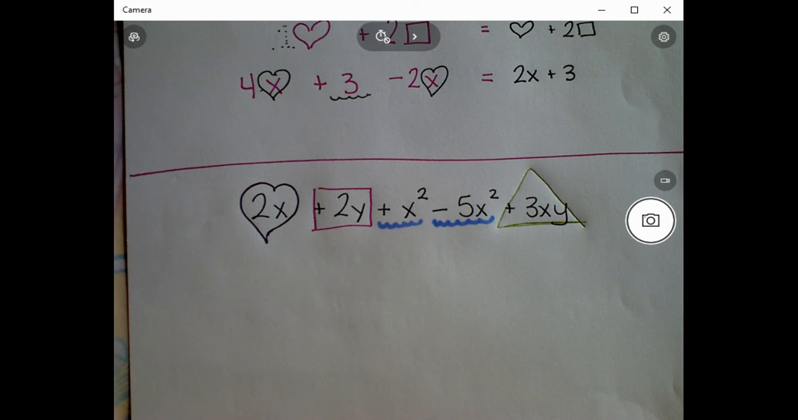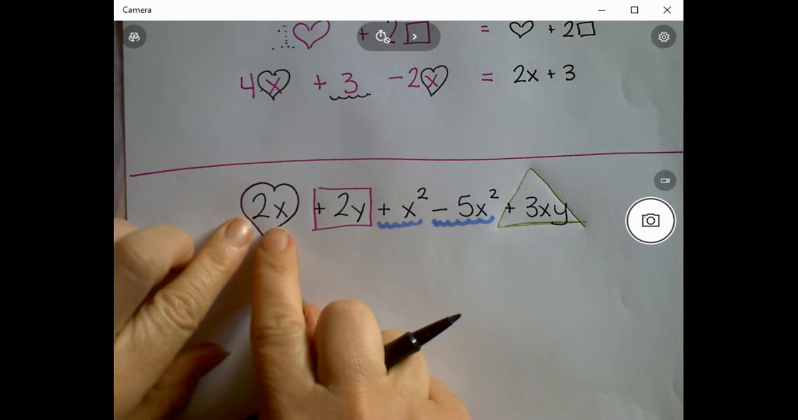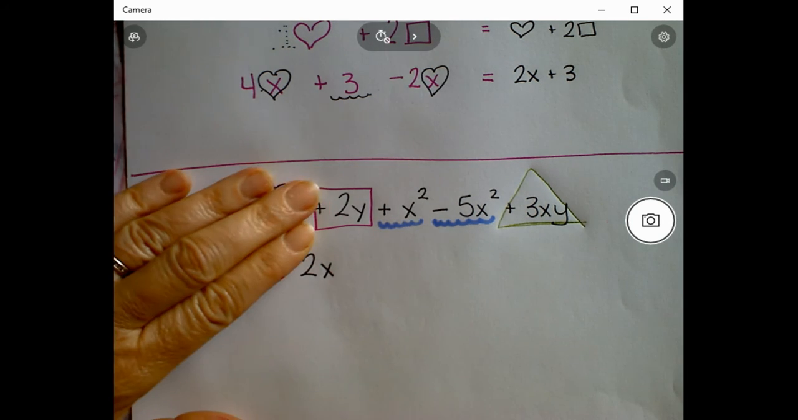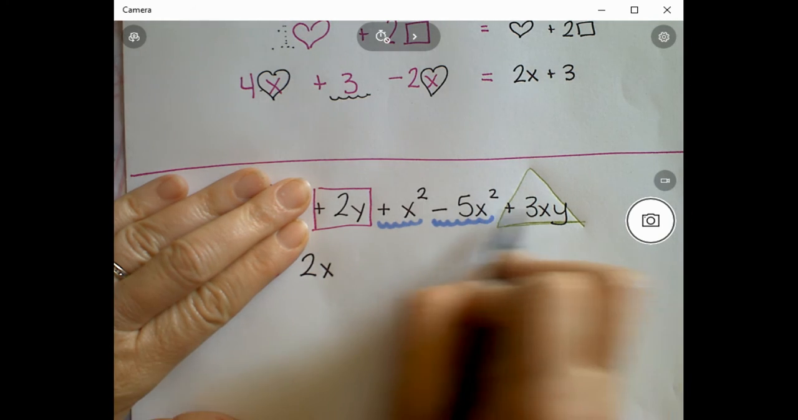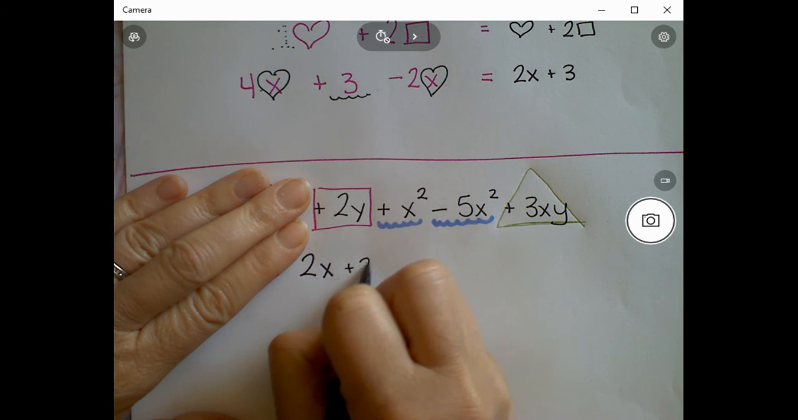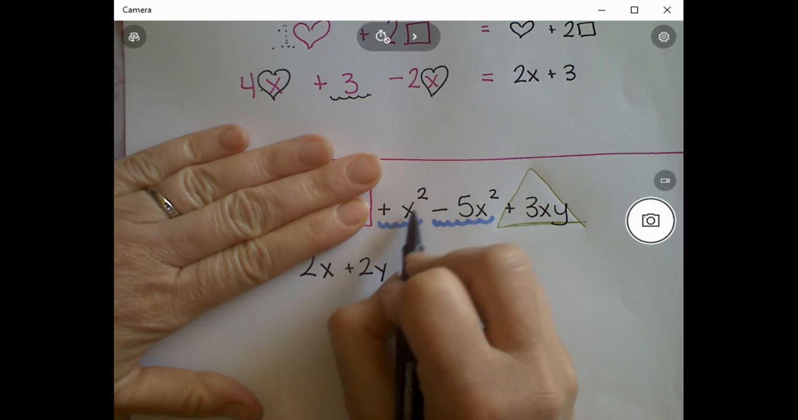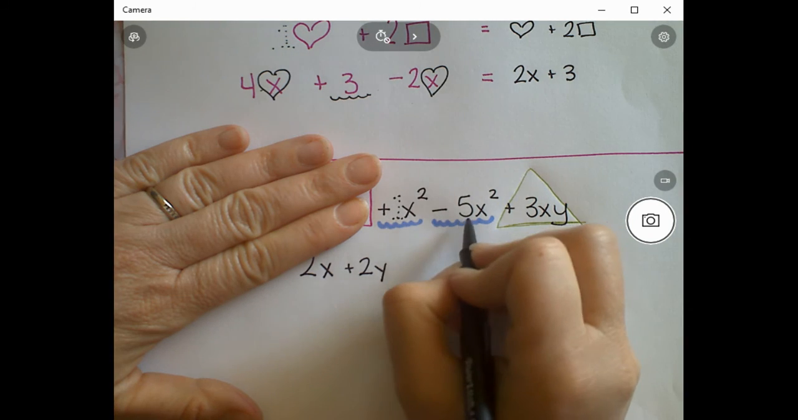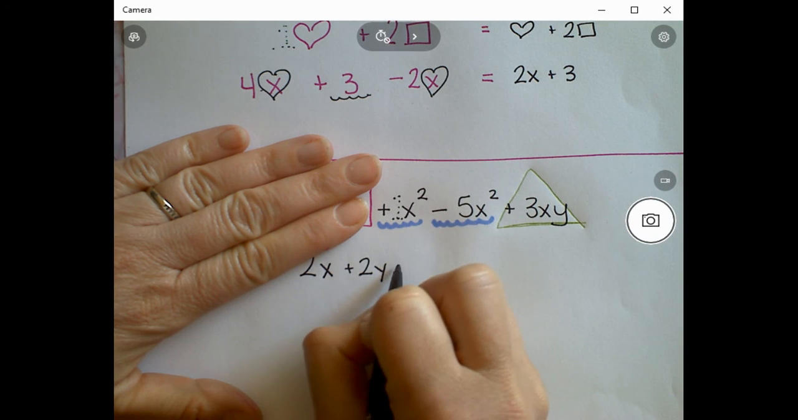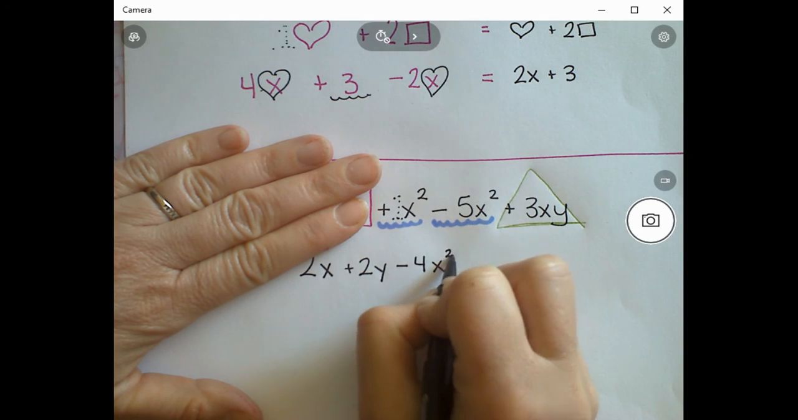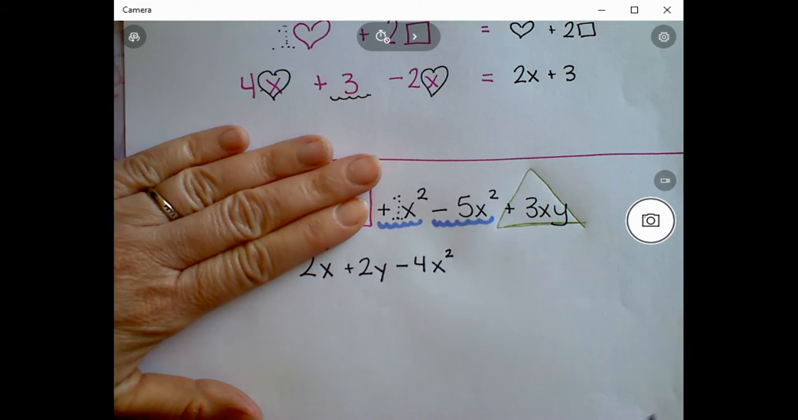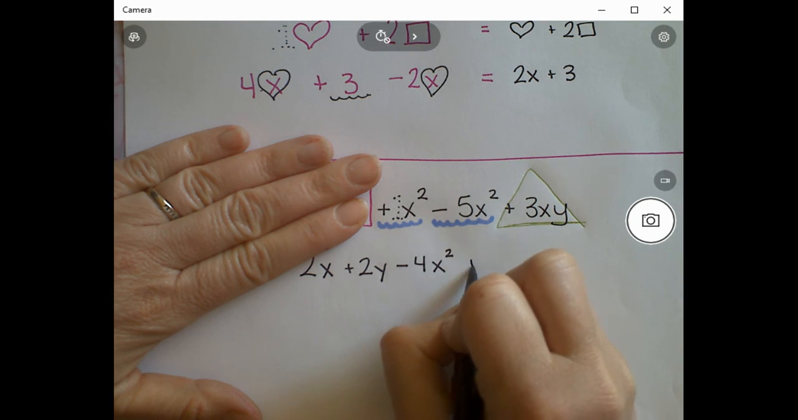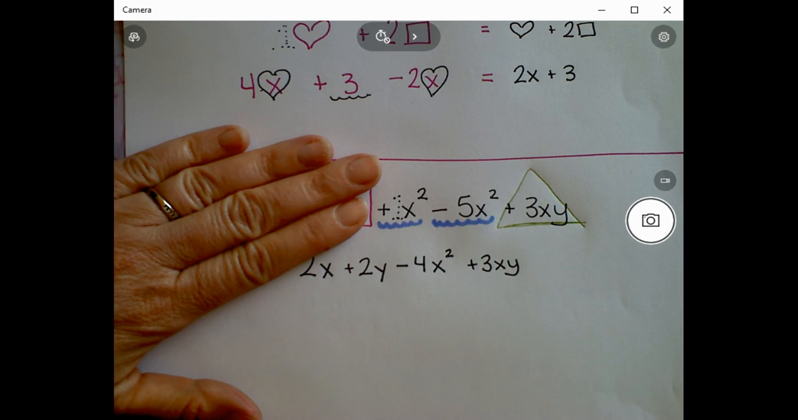All right, now we're going to go through and combine anything that has the same shape. So we have 2 x's. They have no friends. It stays the same. We have plus 2y. There's no other boxes, so we're going to put plus 2y. No more y's. We have 1x squared. Remember that 1 is implied. 1x squared minus 5x squared. So we're going to have negative 4x squared. The x squareds stay the same. We just combine. We had 1 minus 5 is negative 4. And the plus 3xy, again, that had no friends, so it stays the same.